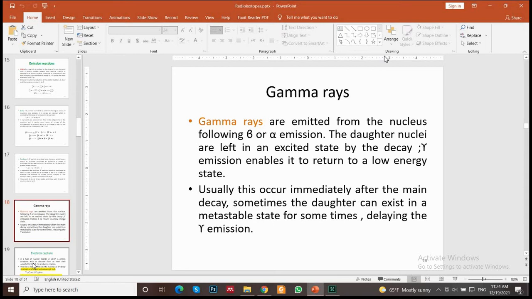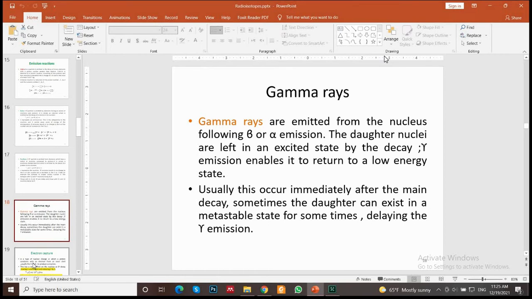When daughter nuclei are left in a metastable or excited state, for example technetium that is in a metastable state, with decay and emission of gamma radiation it can return to the stable state. Usually, this occurs immediately after the main decay. Sometimes the daughter can exist in a metastable state for a while, and when the nucleus is in that state, by emitting the gamma ray it can return to the stable state.